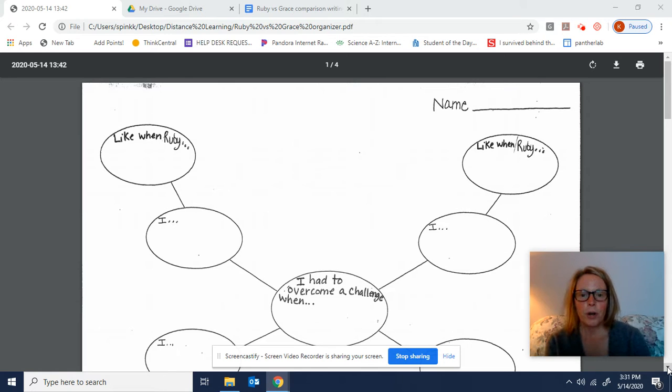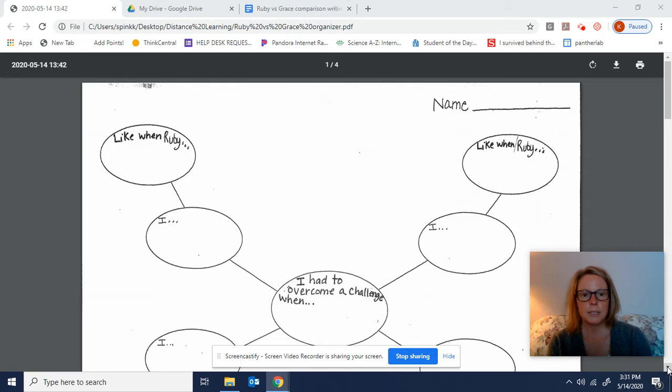Hi guys, hopefully you've already watched the video before this and you've listened to the two stories, the story of Ruby Bridges and Amazing Grace. I'm going to explain the graphic organizer that goes along with the two stories, and then the next video will be how to take the graphic organizer and put it into a writing.